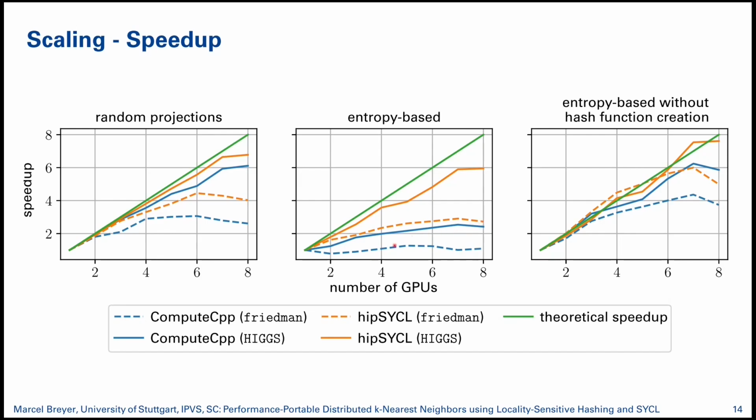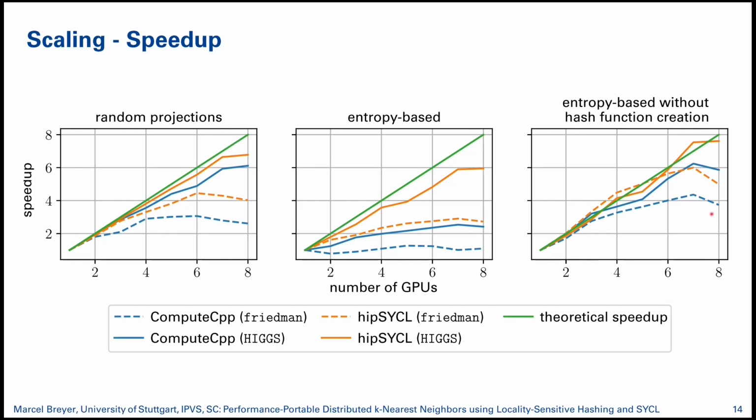Now switching to the Higgs dataset, Compute CPP scales a bit better, but is even worse than HIPSYCL with the Friedman dataset. And now HIPSYCL with the Higgs dataset has a parallel speedup of up to 6. This bad parallel speedup is caused by the fact that Compute CPP has the static overhead in the constructor of the hash functions, and that the creation of the entropy-based hash functions involves a global sort. And currently this sort is only implemented using a modified distributed bubble sort algorithm, which isn't quite sophisticated.